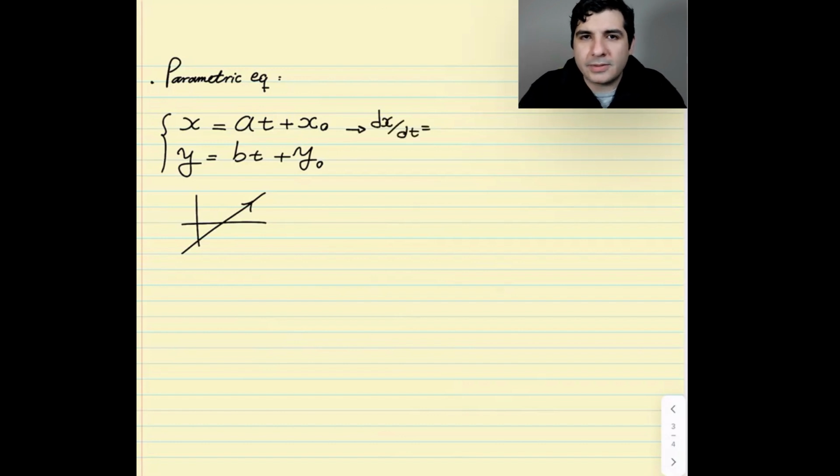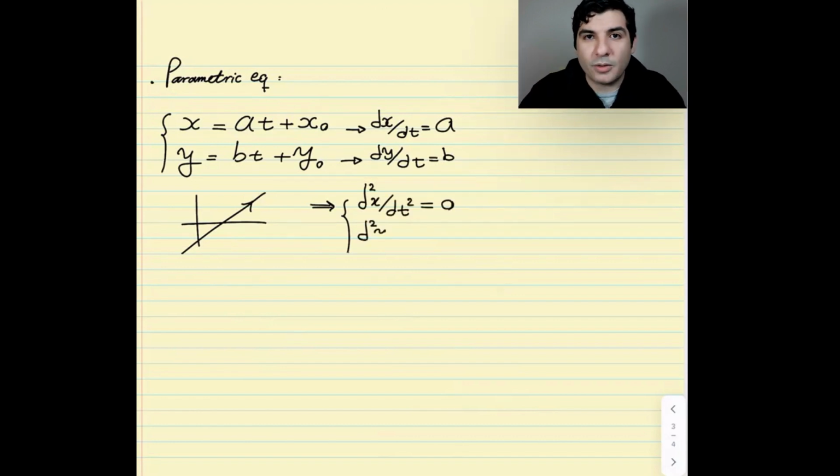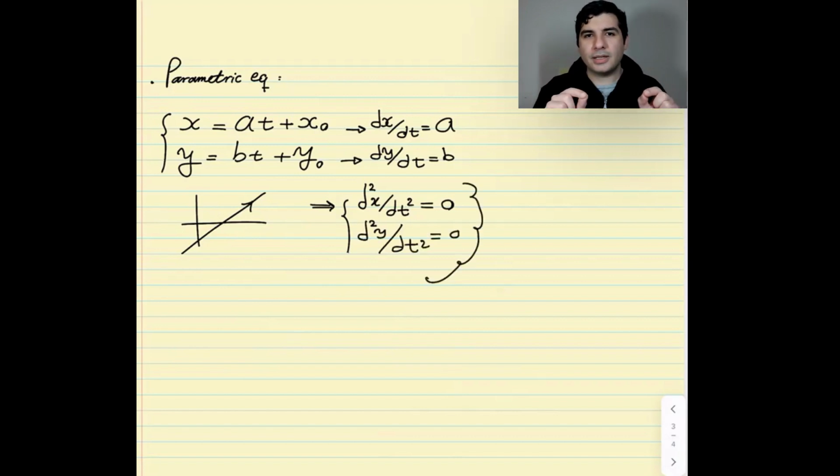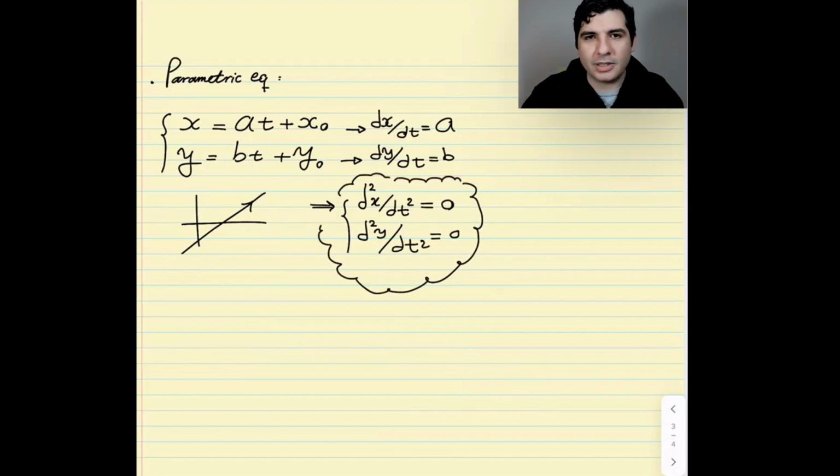Okay, just a simple thing. If we take the derivative of x with respect to t, we get a, the constant. If we take the derivative of y with respect to the parameter t, we get another constant b. If we take the second derivative of x with respect to t, we get 0. The derivative of the constant a is 0. The second derivative of y with respect to t is also 0. Actually, these two simple equations, the second derivative of x with respect to t is 0 and the second derivative of y with respect to t is 0, are essential in understanding straight lines.